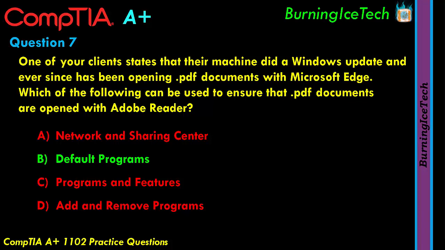Programs and features, which is answer C, that is where you would go and uninstall programs you don't want installed anymore. You can also manually install them there, but we don't normally go there to install programs, only to go and uninstall programs. And then you can also go and turn Windows features on and off there, assuming you're an administrator, which most of us normally are.